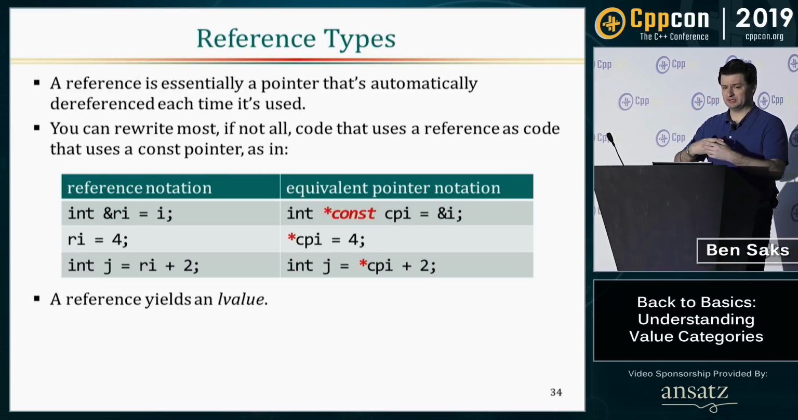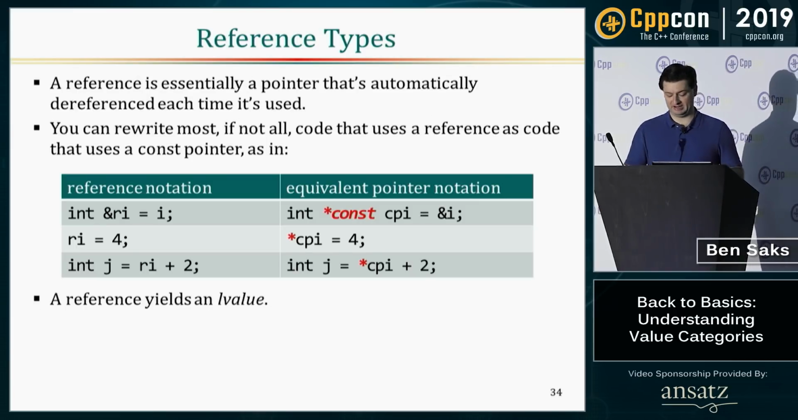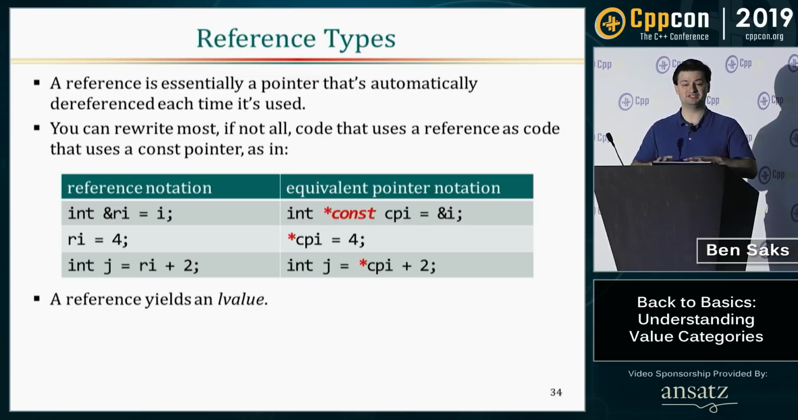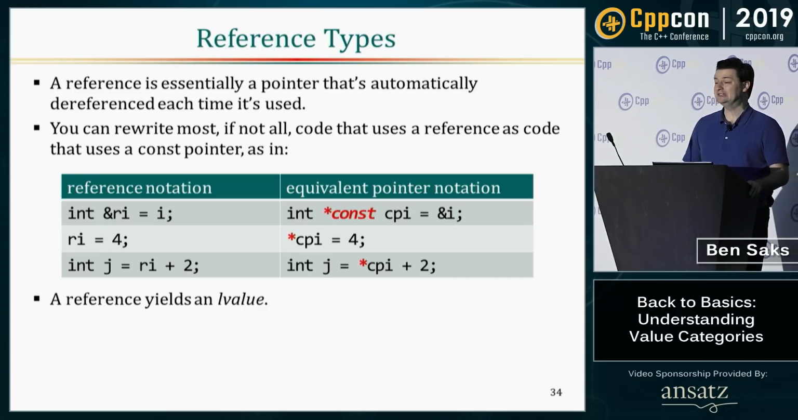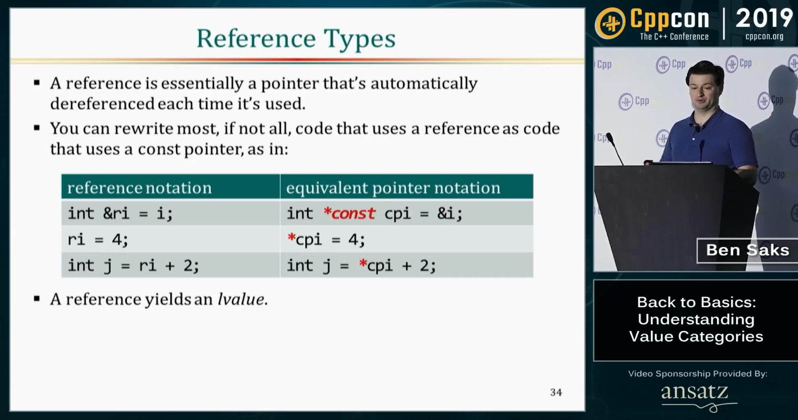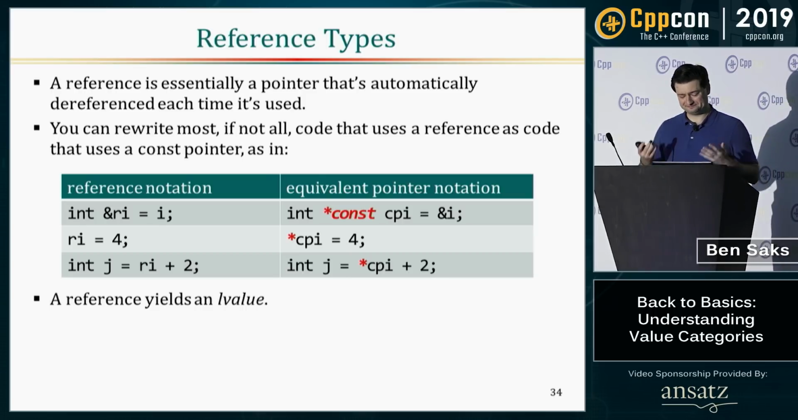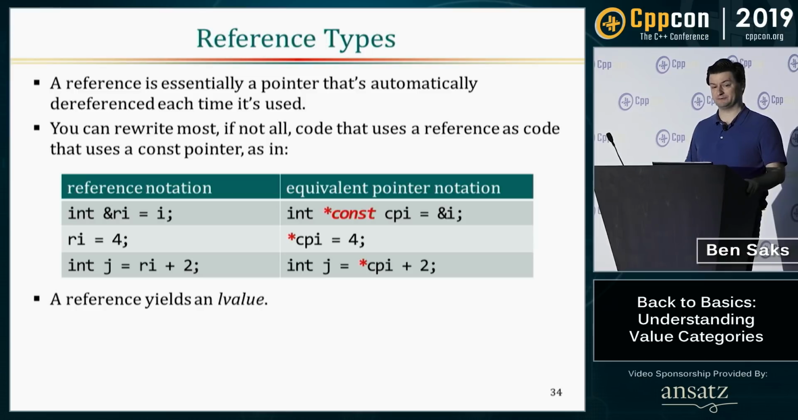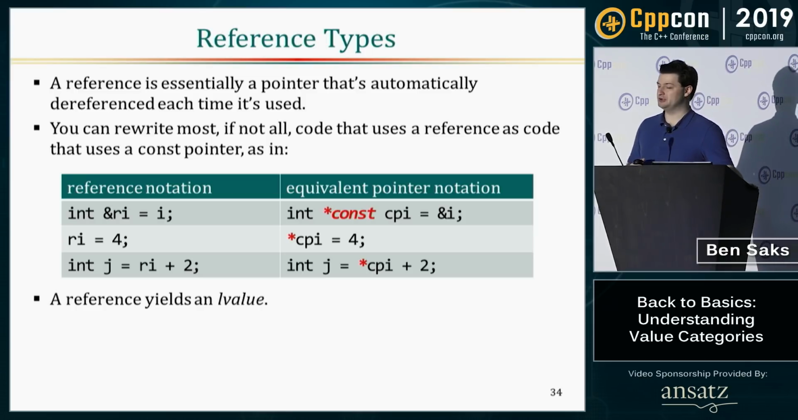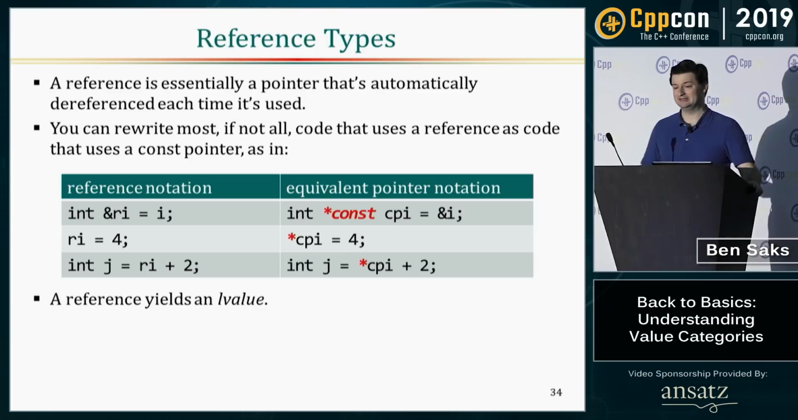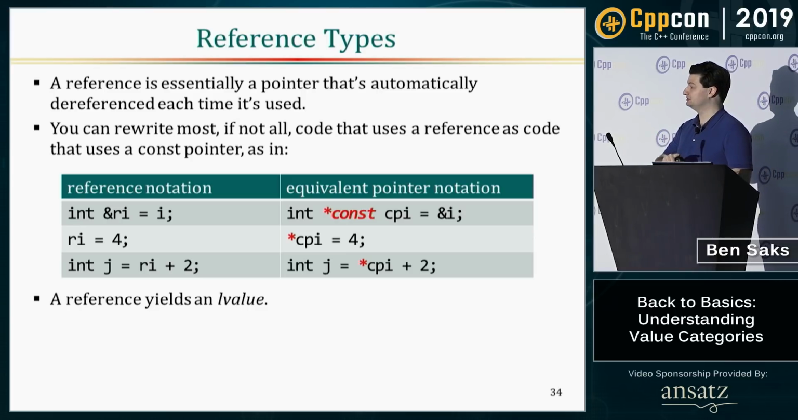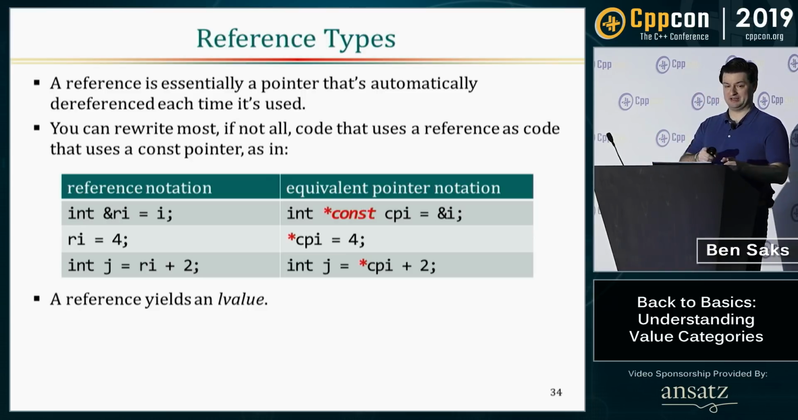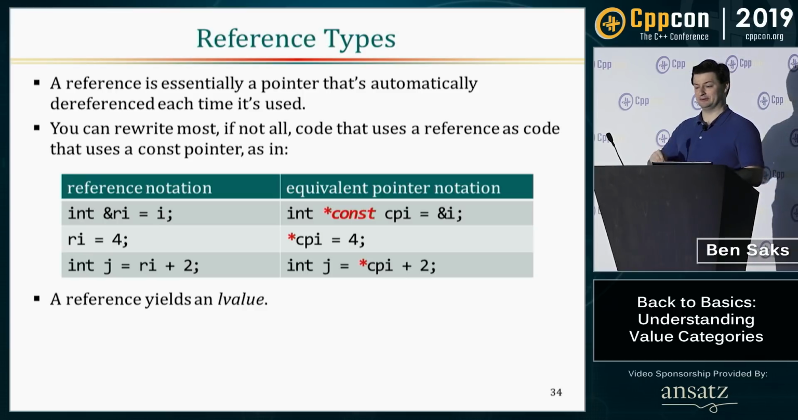So references, the standard takes great pains to say that references and pointers are different things. They're not necessarily implemented the same way. But in practice, you can almost always think of them as being the same. And a lot of code that uses references could also be rewritten to use a constant pointer instead. Not a pointer to const, not something that points to something that can't be modified, but a pointer that itself can't change to point to anything else.